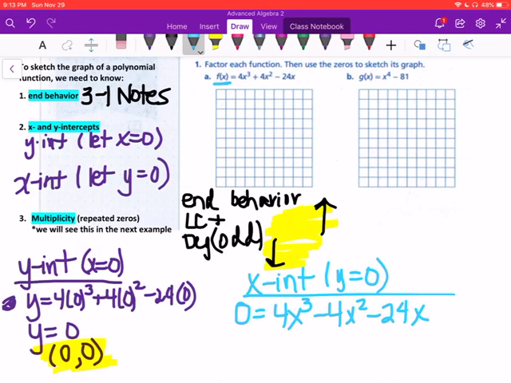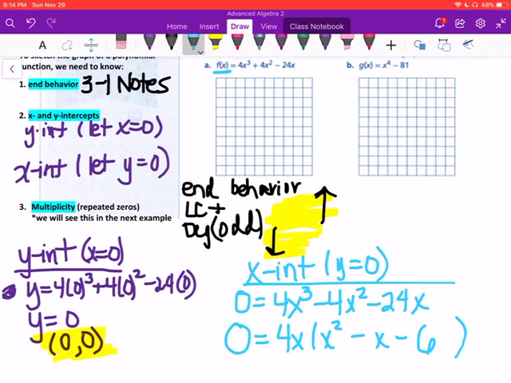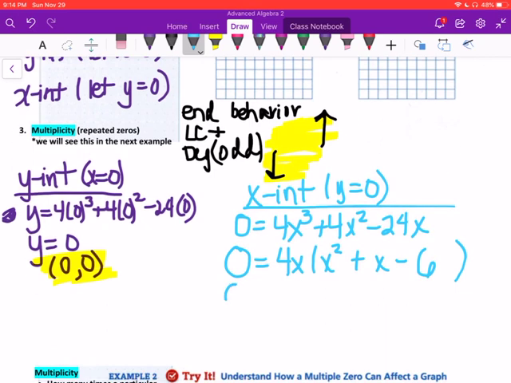I see that there are 3 terms, so I'm going to solve by factoring. The first thing I see is that there's a greatest common factor, so I'm going to factor out a 4x. When you factor out 4x, you're left with x squared plus x minus 6. Let me double check that problem. There was a plus right here. Okay.